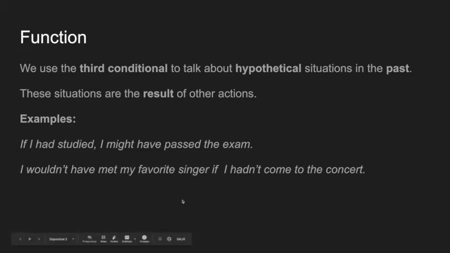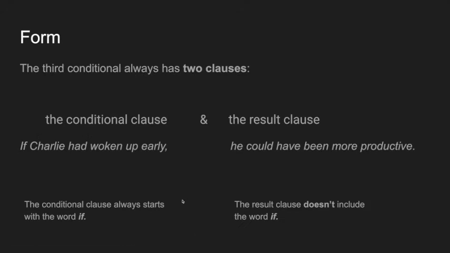Let's continue. Okay, now we're going to talk about the form. The third conditional always has two clauses. Remember that when we talk about clauses, we talk about sentences where we have one subject and one verb. We are talking about one action. Each clause talks about an action and it needs to have one subject and one verb. So we use two clauses. We use the conditional clause and the result clause.